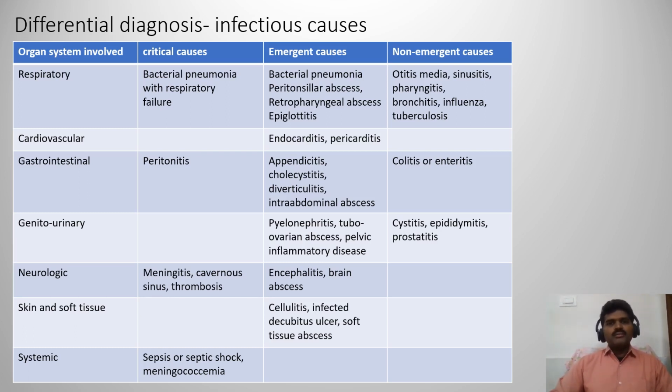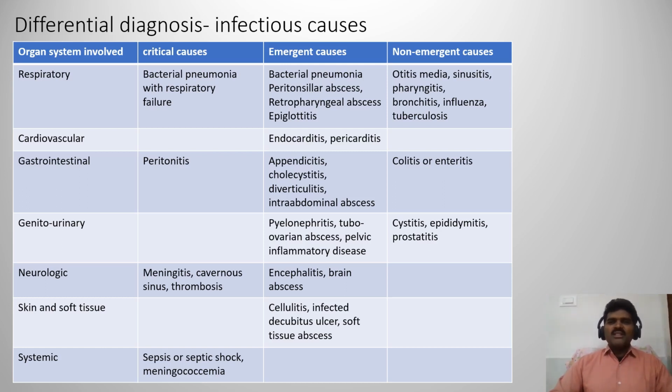Cardiovascular manifestations include endocarditis and pericarditis. In the gastrointestinal system, peritonitis is a critical one. And there can be appendicitis, cholecystitis, diverticulitis, which are emergent causes, and colitis or enteritis, which doesn't actually lead to death of a patient by itself. In the genitourinary tract, pyelonephritis, tubo-ovarian abscess, and pelvic inflammatory disease fall in the emergent causes. Cystitis, epididymitis, and proctocystitis are non-emergent causes.